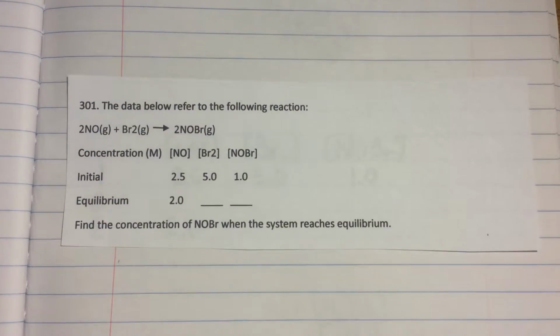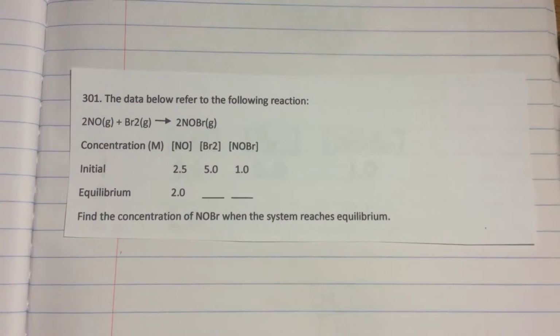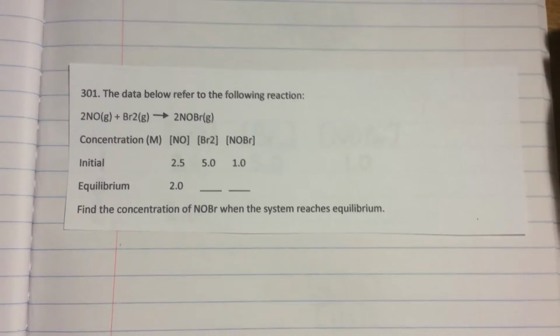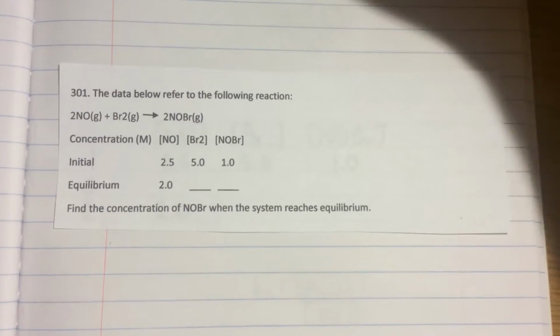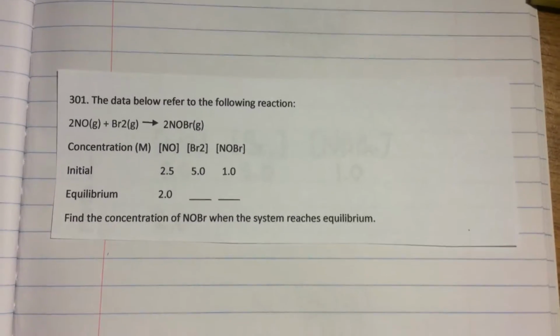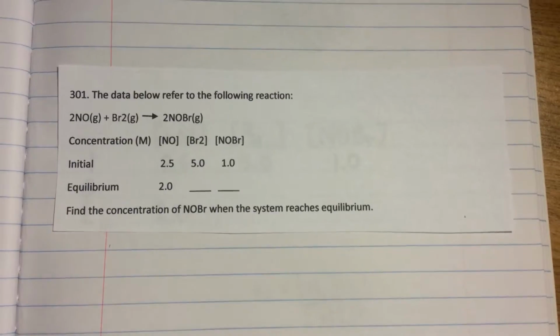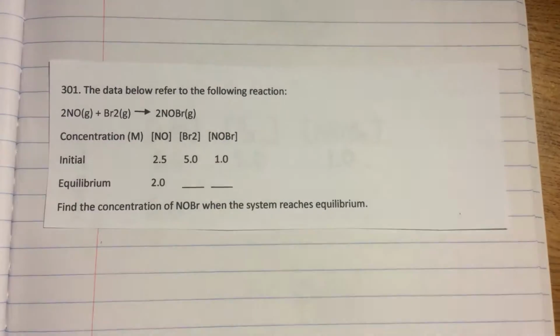So here I have an equilibrium question. It states the data below refers to the following reaction: 2 nitrogen oxide as a gas plus bromine as a gas forms 2 nitrosyl bromide as a gas.